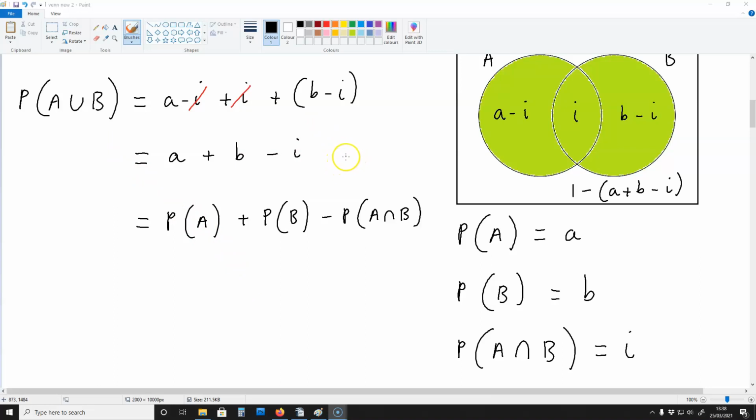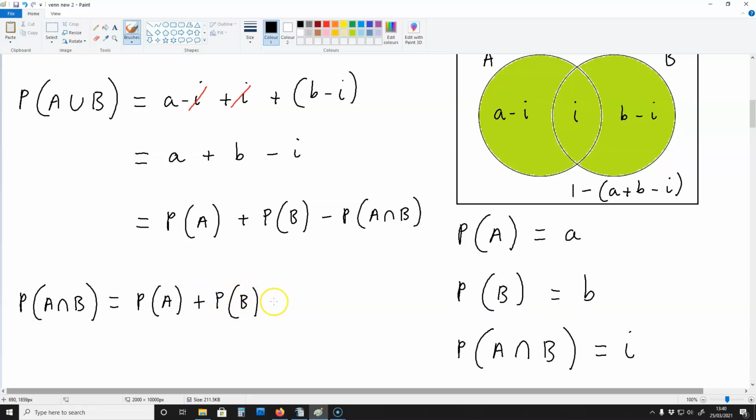In some cases, it may be useful to flip this formula over here and just isolate A intersection B. If we were to do that, we'd get the probability of A intersection B is equal to the probability of A plus the probability of B minus the probability of A union B. Okay, so that is the addition rule rearranged.